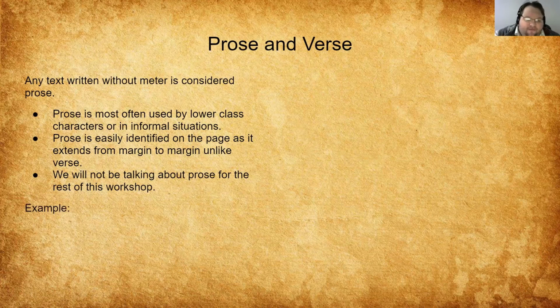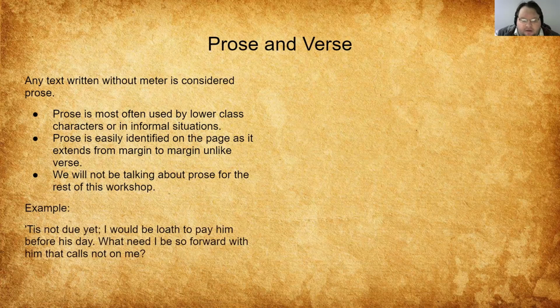So here's a little example of what prose would look like. This is the start of one of my favorite speeches from all of Shakespeare. This is Falstaff, who is technically a sir, but he is lower class in his mannerisms and dealings. So this would be just read, "'Tis not due yet. I would be loath to pay him before his day. What need I be so forward with a man who calls not on me?" As you can see, it's just going to extend from that margin to that other margin. No weird breaks or anything between them.